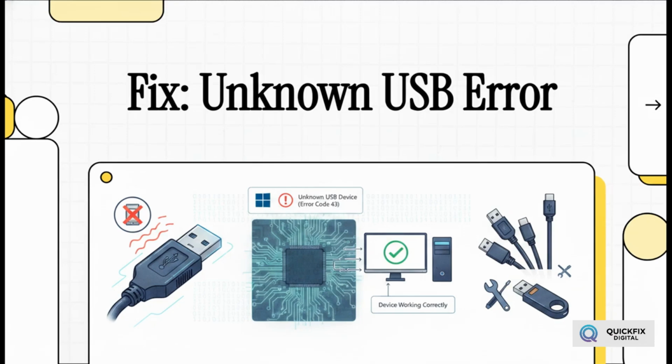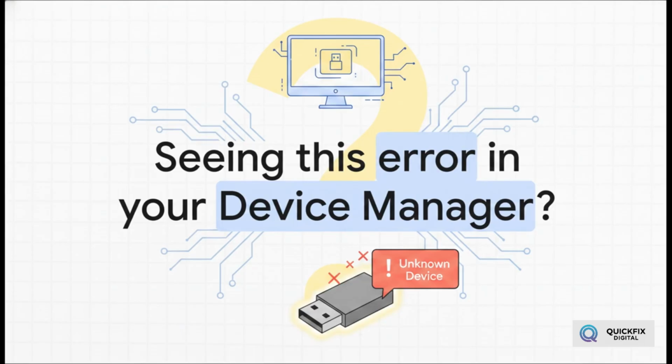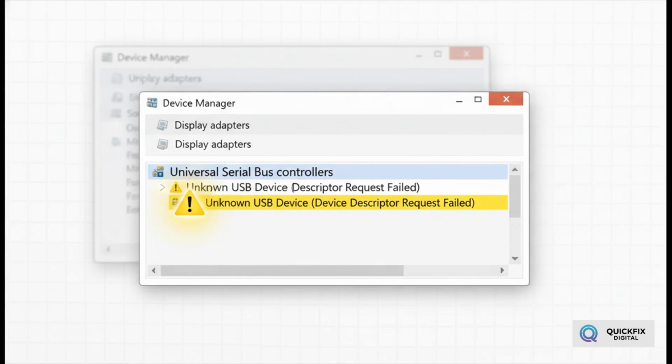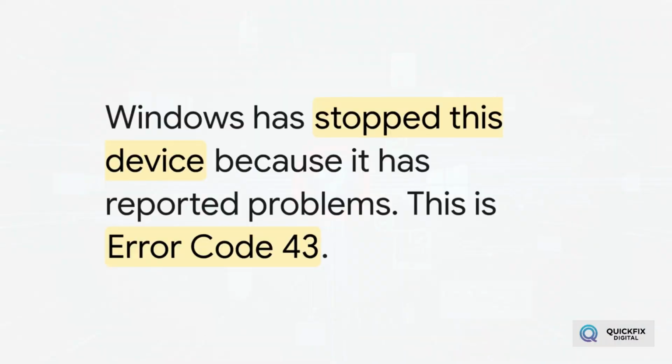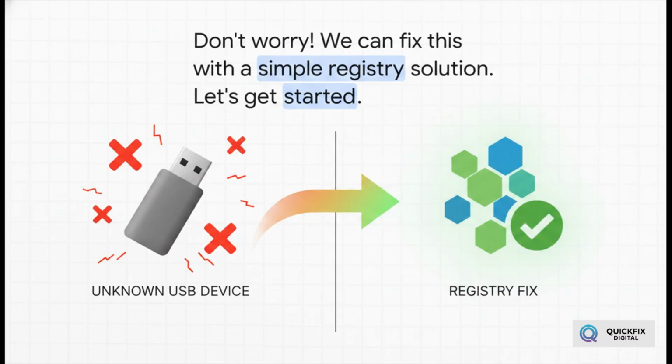Let's tackle that super annoying unknown USB device error in Windows 11. So if your Device Manager is showing this error, you've come to the right place. Yep, there it is, right under Universal Serial Bus Controllers with that yellow mark. You might also see error code 43. Basically, Windows has stopped the device. But don't worry, we can fix this with a simple registry edit. Let's get right to it.